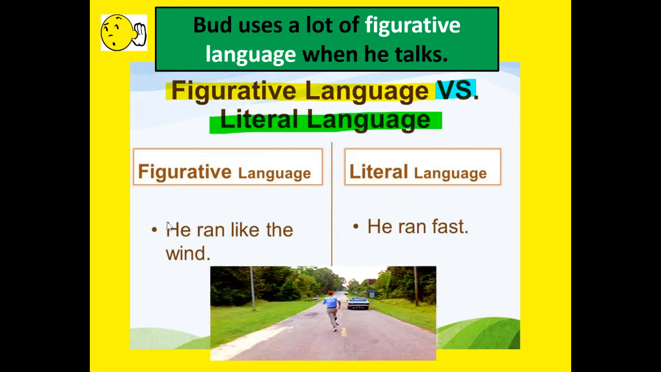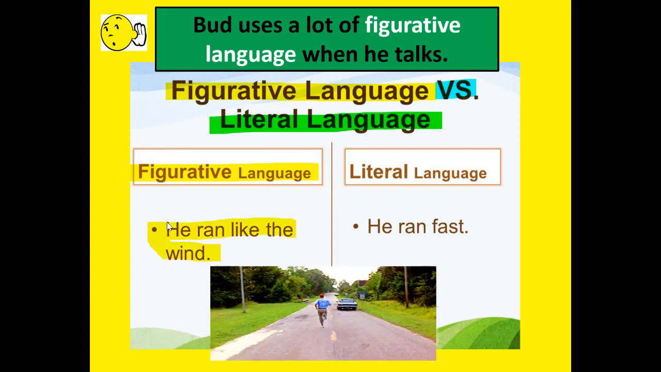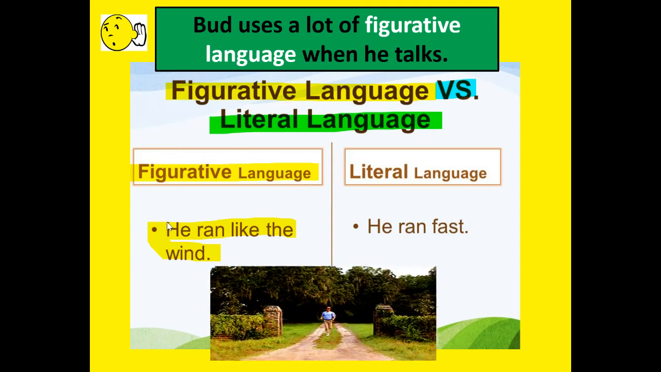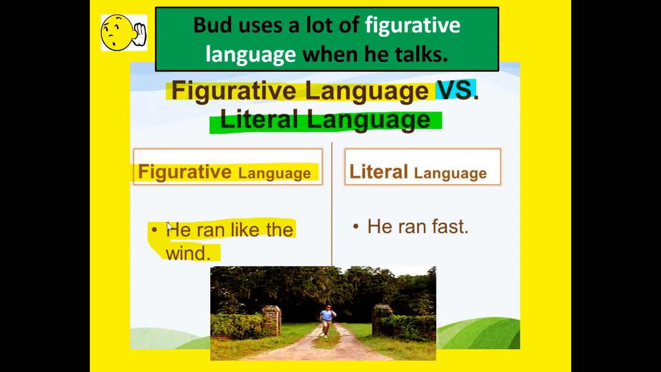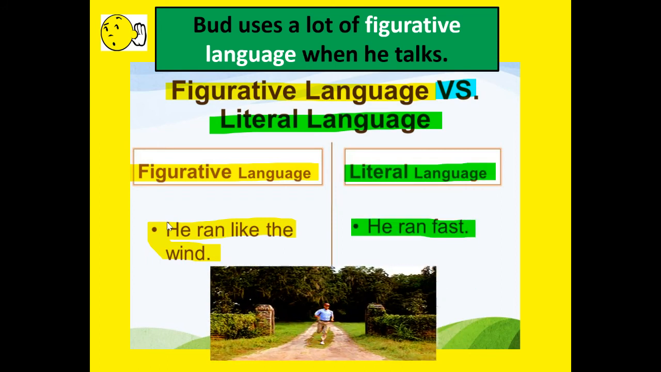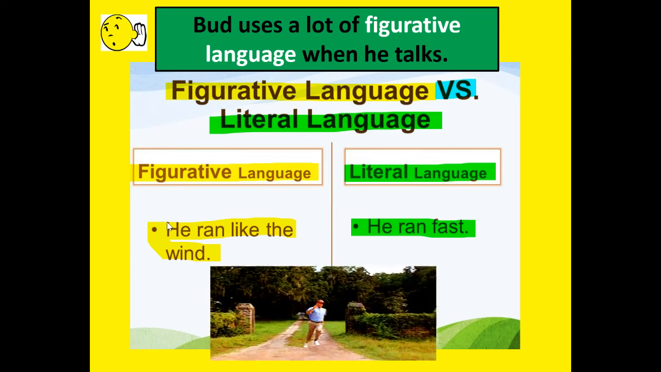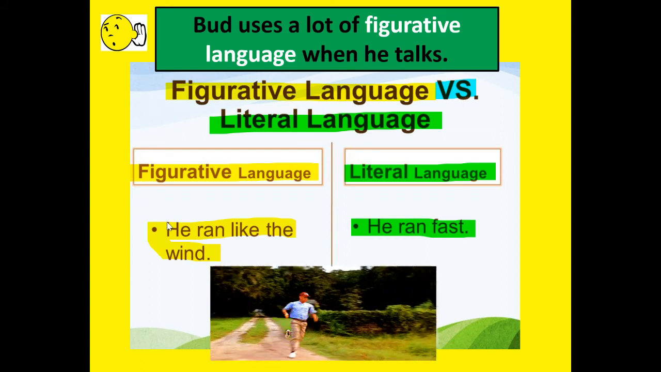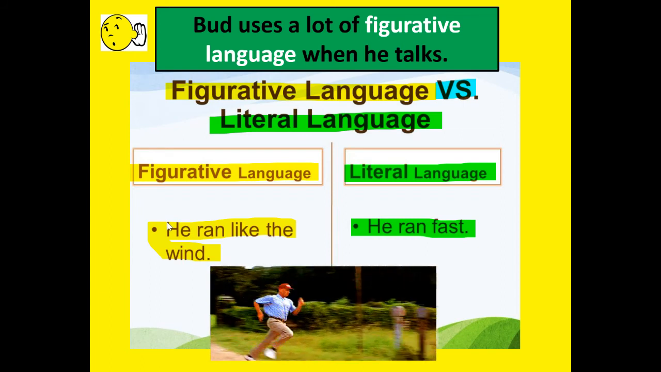So look down at the bottom, there's a person running. Figurative language, you could say, he ran like the wind. That's figurative language, comparing one thing with another. Literal language would be he ran fast. So which sounds better? He ran like the wind or he ran fast? Well, I think figurative language gives you a better picture in your mind.